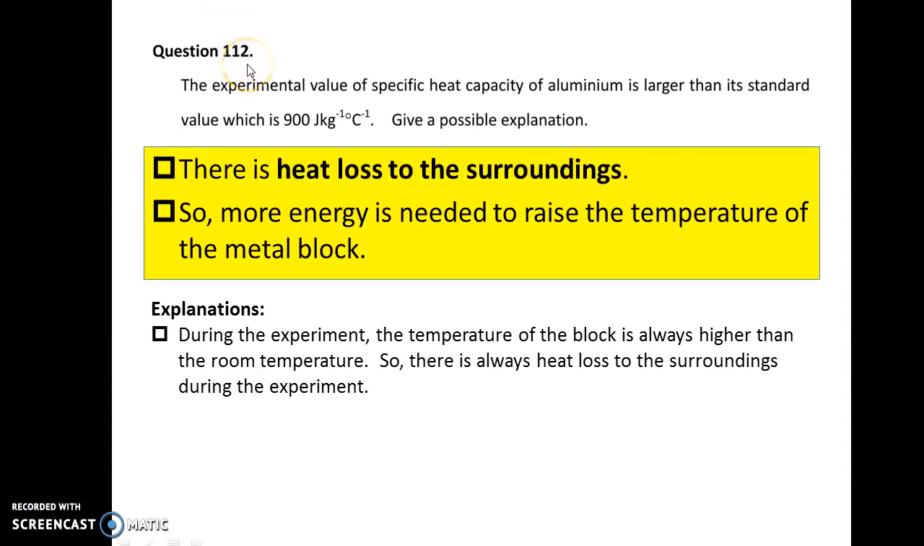Question 112. Even though we have added oil to the holes, the experiment is not very accurate. The experimental value is always larger than the standard value. Why? Because there is heat loss to the surroundings. Let's find out how we may reduce heat loss to the surroundings in this experiment.